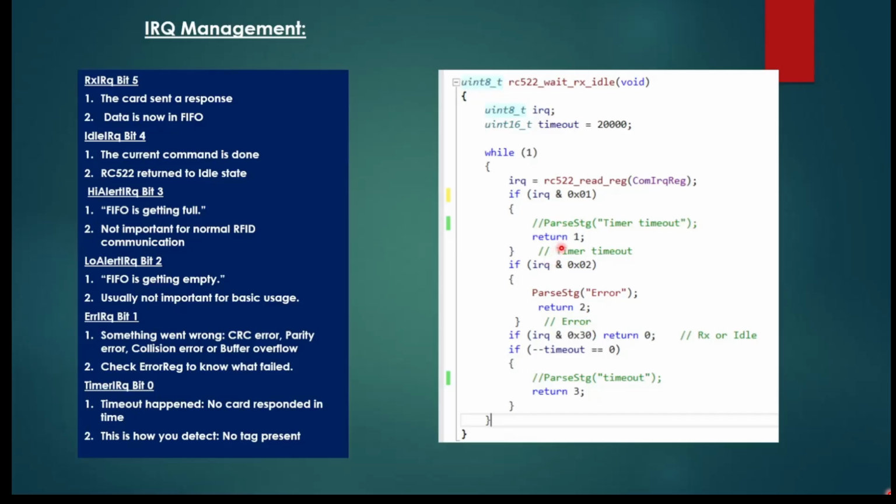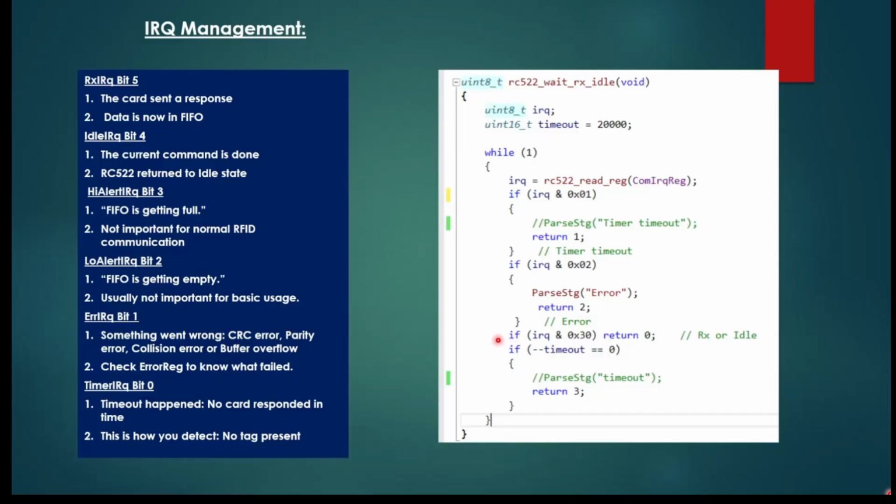So what we send out is a return of 1. Next, if we get an IRQ, we end it with a hex 02 fault. That means there was an error, and what we need to do is go to the error register and find out what that error is related to.